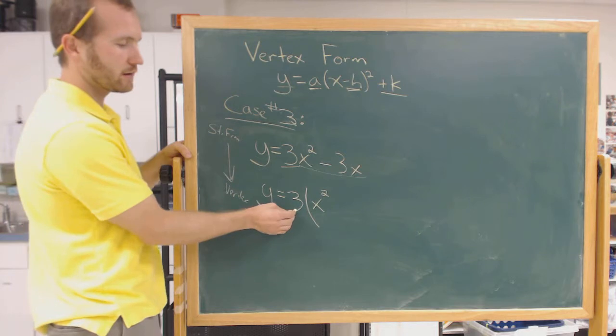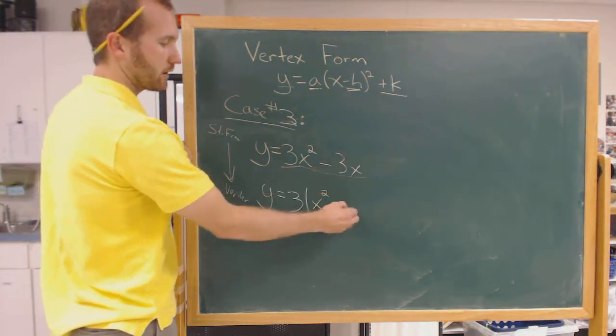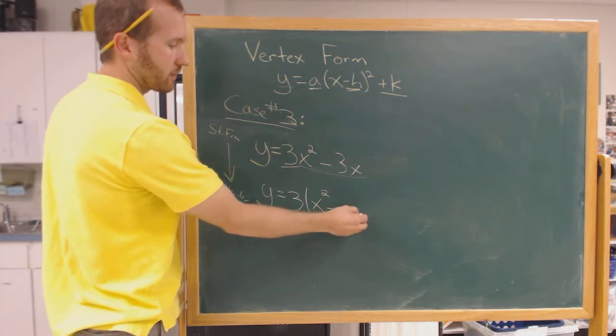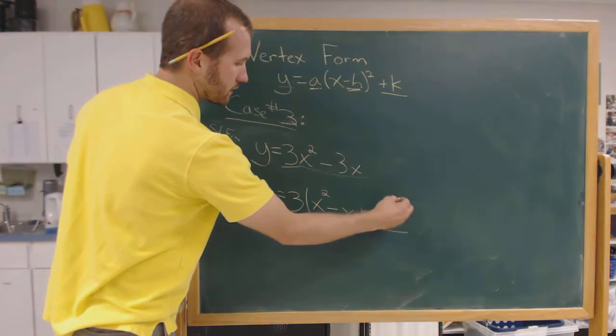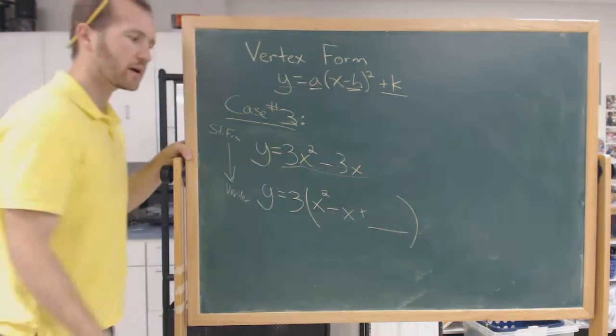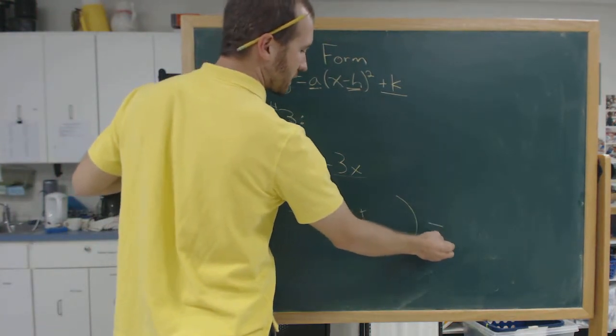So 3 times x squared minus x, 1x. And then I'm going to just leave space right there for completing the square. But if I add something, I have to subtract the same thing.